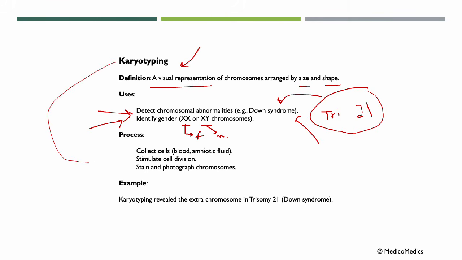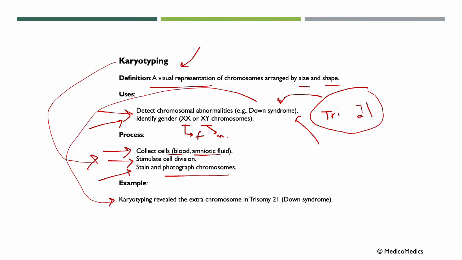So the process of karyotyping: we collect cells, such as blood and amniotic fluid. We stimulate cell division, do a stain, and photograph the chromosomes. So, as mentioned in Down syndrome, karyotyping revealed the extra chromosome in trisomy 21 in Down syndrome.